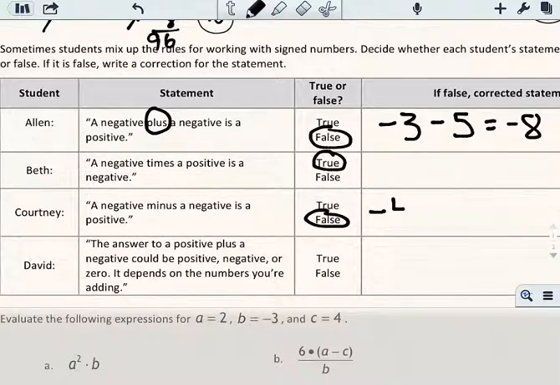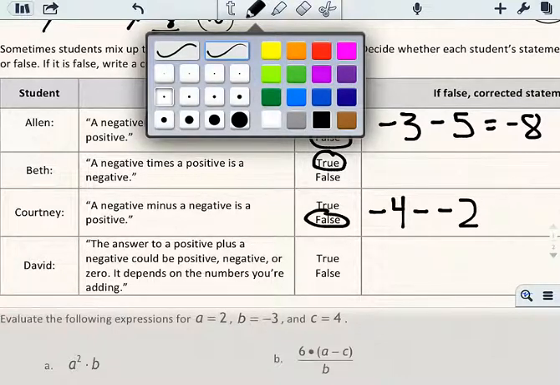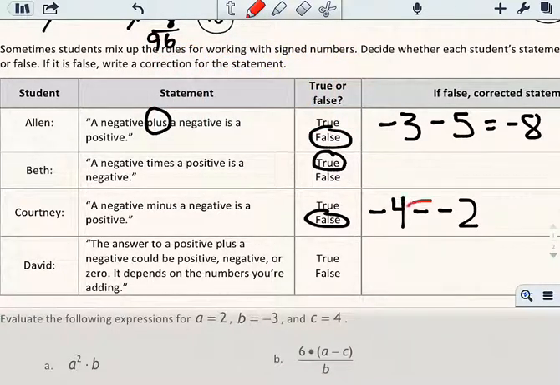Let's say I have negative 4, and then I want to subtract off a negative 2. Well, you know from your work today, at the end of class today, that a negative and a negative together make a positive. So in this case it's going to be negative 4 plus 2. Well, negative 4 plus 2 is still going to be a negative 2. So there's an example that disproves that one. Courtney's right some of the time, but an equal amount of the time she's going to be wrong.